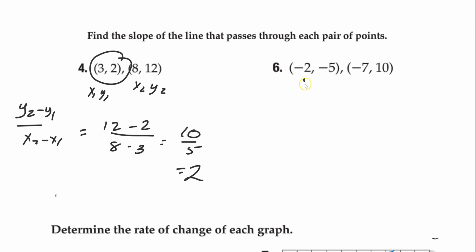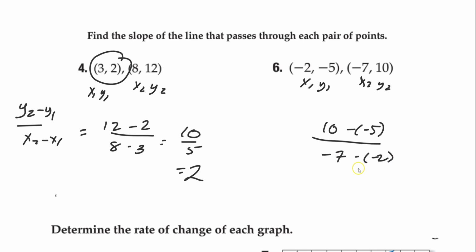Right, this one's the same thing. Again, just keep in mind that this is an x and a y. The biggest mistake people make is they put x1, x2. Don't know why, but whatever. Right, use the formula. 10 minus negative 5 over negative 7 minus negative 2. Two negatives make a positive, so that becomes plus, and that becomes plus. 10 plus 5 is 15. Negative 7 plus 2 is negative 5. So negative 3. That's right. That's how you find slope or rate of change through any 2 points.